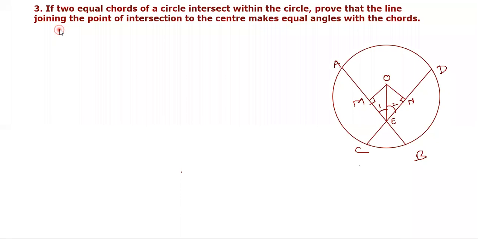Prove that the line joining the point of intersection to the center makes equal angles with the chords. This is E, the point of intersection, and it makes equal angles with the chords. Means this angle we have to prove equal. Okay, got it? It's easy, we have done it before also, same as the previous one.